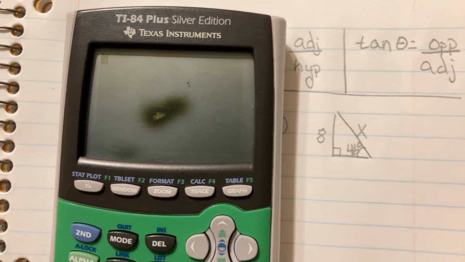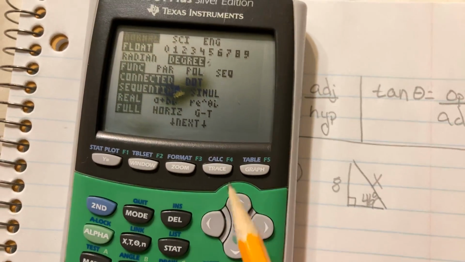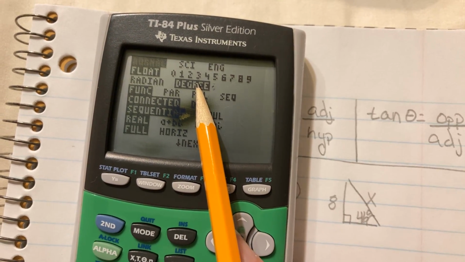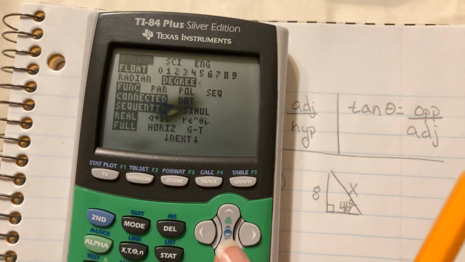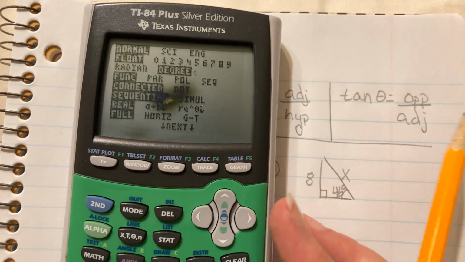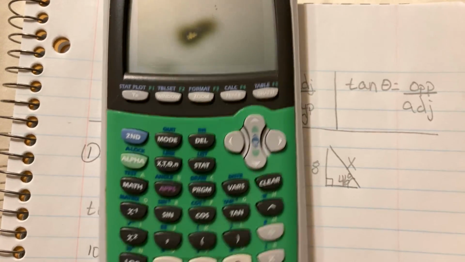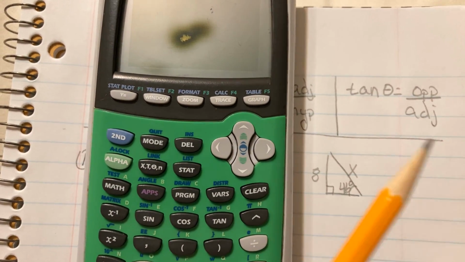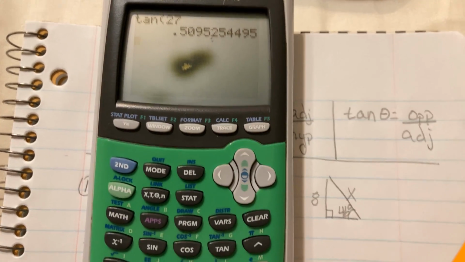First of all, you've got to go to mode right there, and make sure you're in degrees. For right now, all we're going to do is degrees. We'll do radians another time. If it's not, scroll down, go over, and hit degrees. Then clear out. I'm going to say the tangent of 27. I always like to do this first. And then I say times 10.